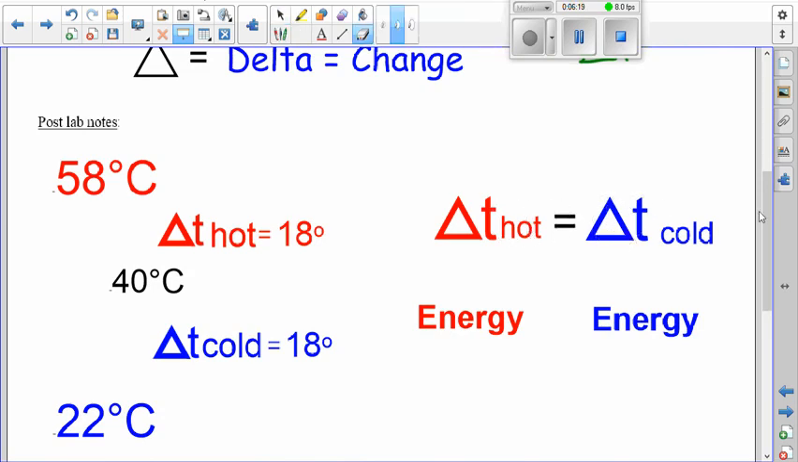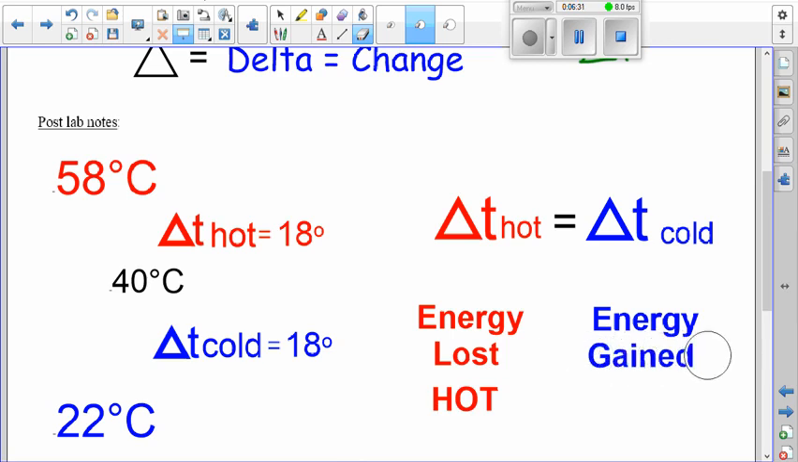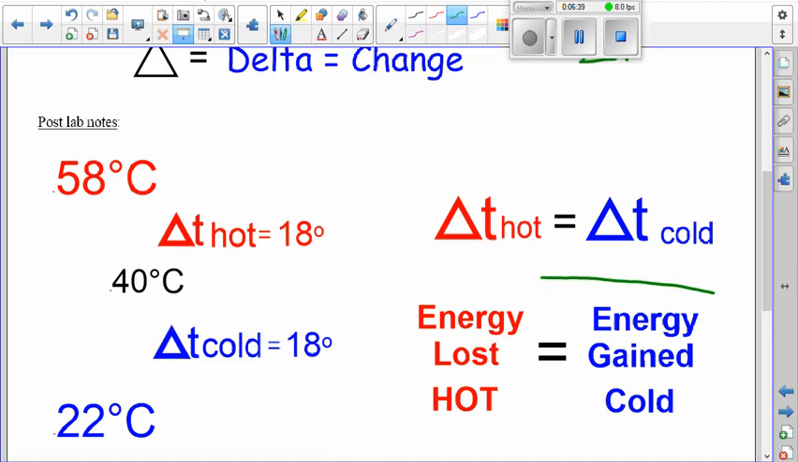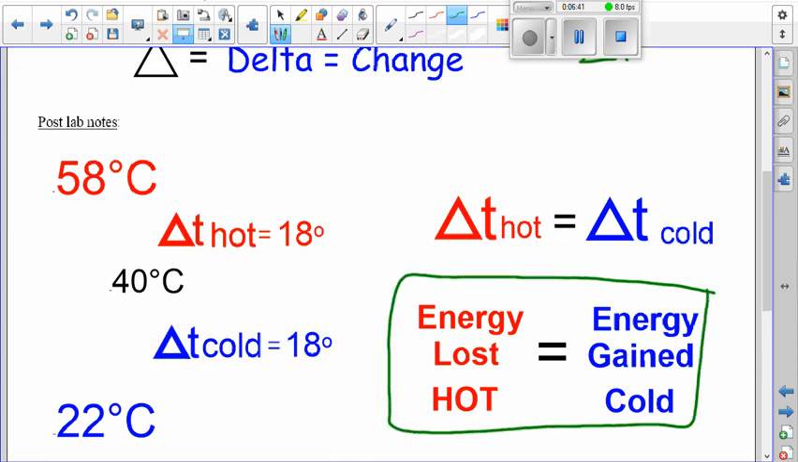And here's the big idea. Here's the thing you've got to write down. You want to box it up, highlight it, put stars around it. It's the point of the lab. The energy lost by the hot and the energy gained by the cold. So the cold went up in energy, the hot went down. They should always be equal. Energy lost is always equal to energy gained. That's the big thing you've got to write down.